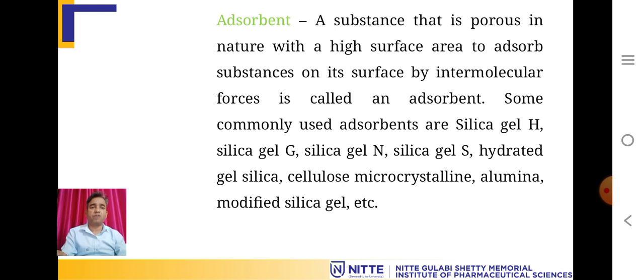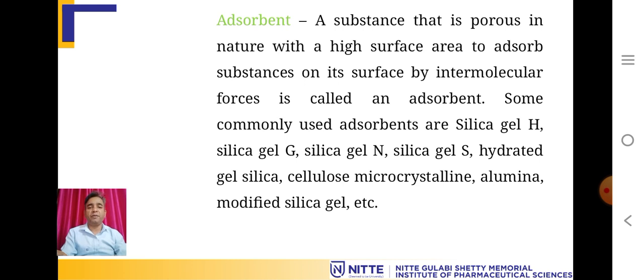So basically, what is an adsorbent, right? An adsorbent is a substance that is porous in nature with a high surface area to adsorb substances on its surface by intermolecular forces. Some very commonly known adsorbents are silica gel G, silica gel N, silica gel S, hydrated silica gel, cellulose microcrystalline, and alumina modified silica gel.